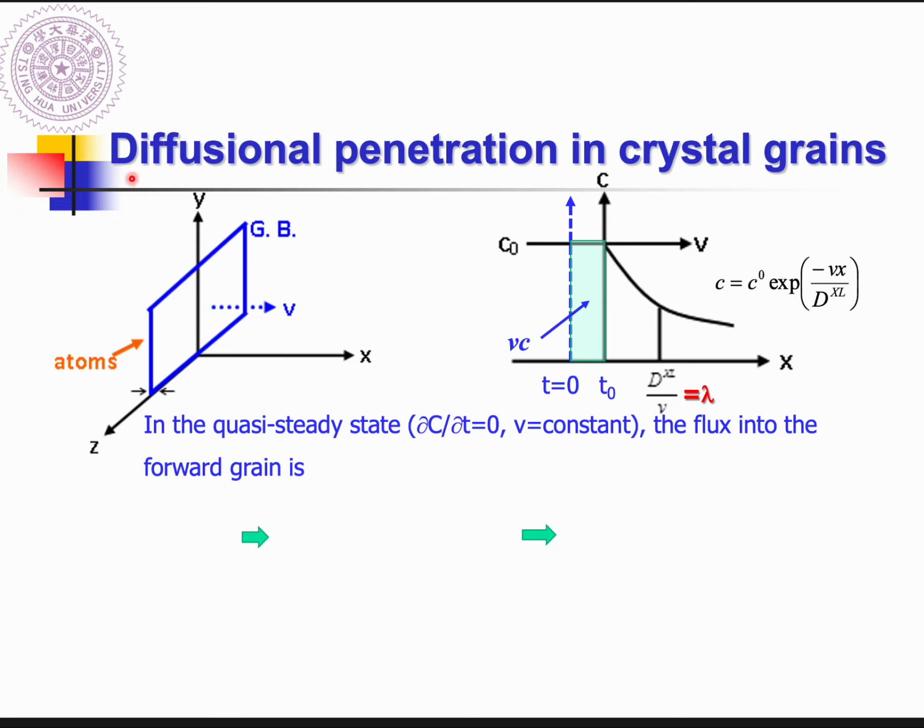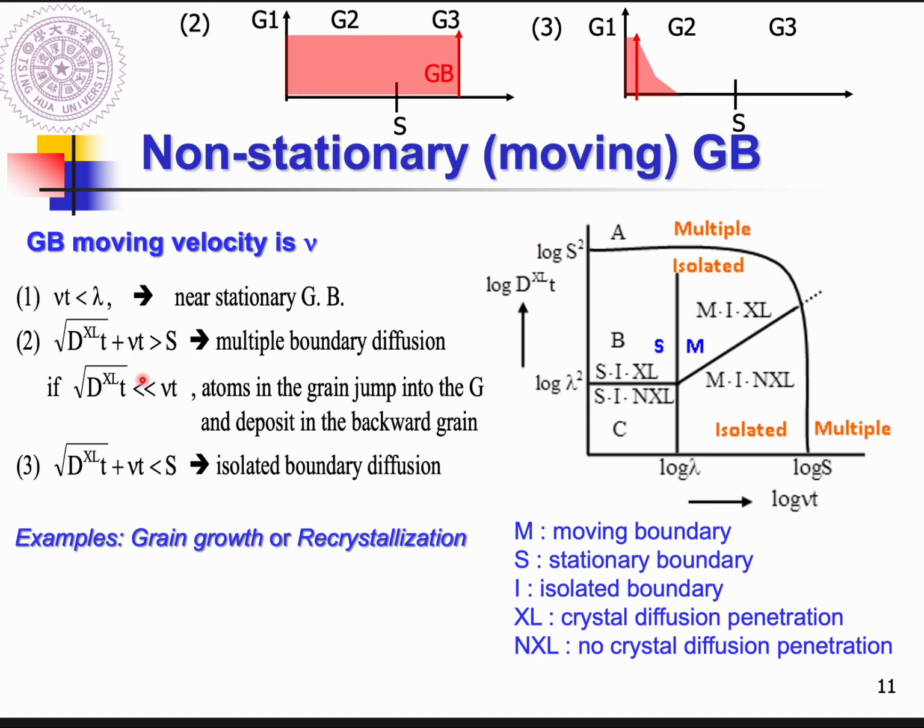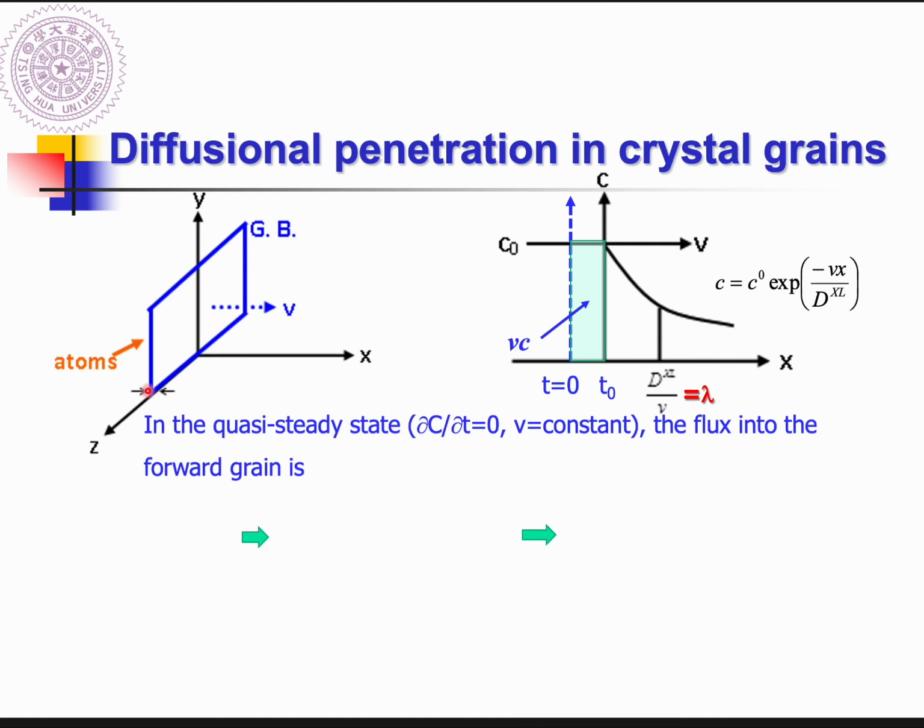So here, diffusion penetration in crystal grain. What we have here is grain 1 on your left-hand side, grain 2 on your right-hand side. In between is a grain boundary. And the case we talk about here is actually a moving boundary. So we assume this grain boundary will move to the right-hand side with velocity v, and v is constant.